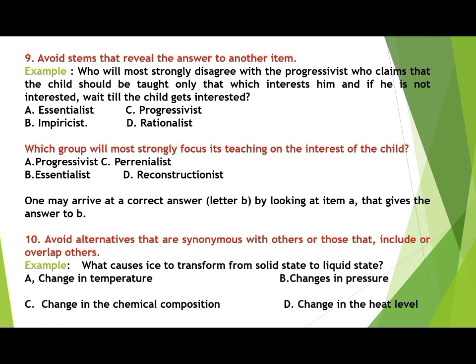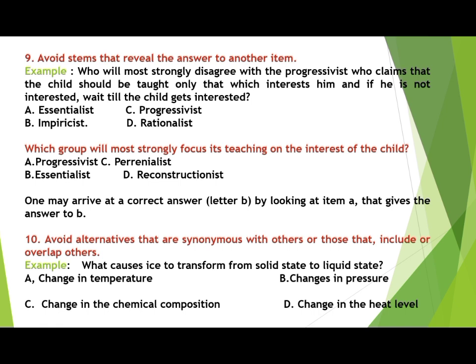So, you should avoid questions that give hints to the answers of another item. For example, which group will most strongly focus on teaching the interests of the child? The answer to this can be obtained from the earlier question. So, it should be avoided. When you give questions, those that are not related to the first question, below or at the bottom, should not be able to give away the answer to the next item.